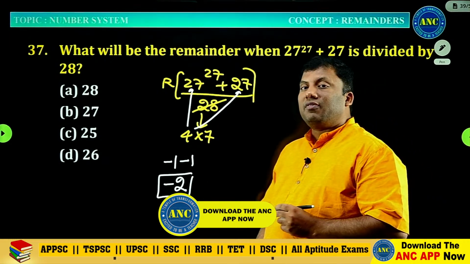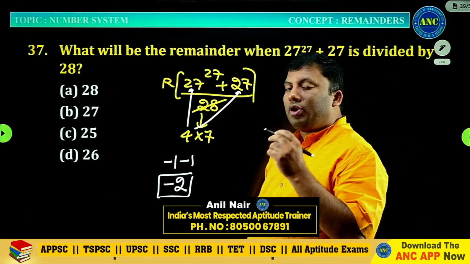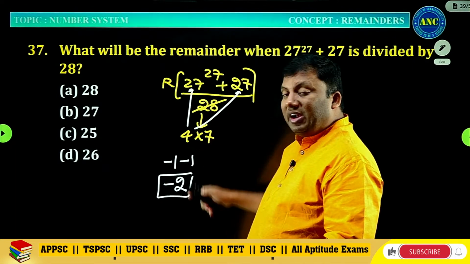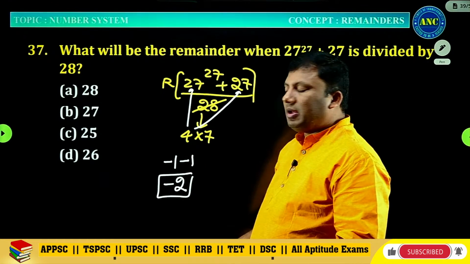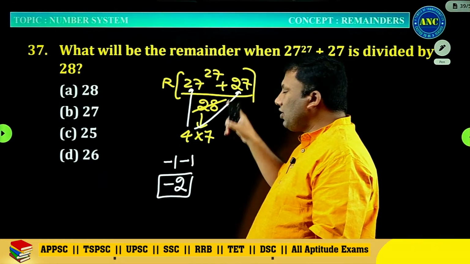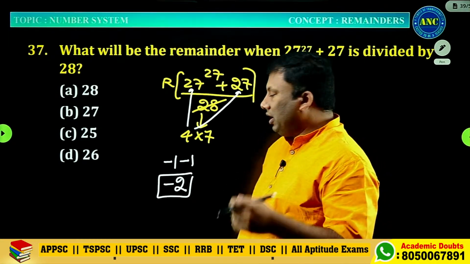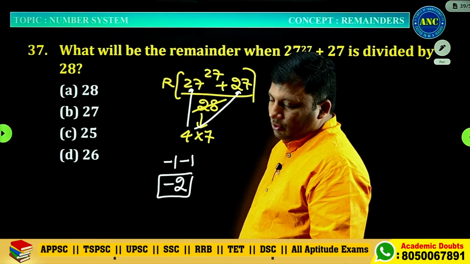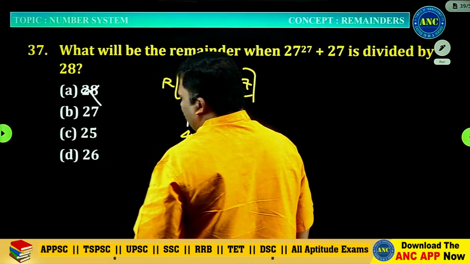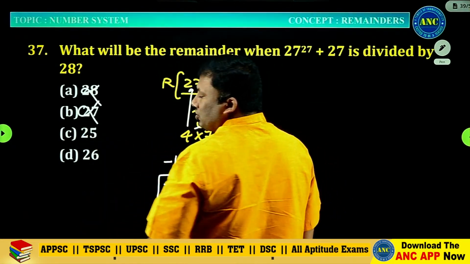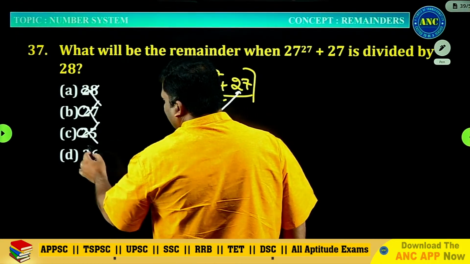If there is more than one answer option, then I will go to 7. 28 is 4 into 7. 4 sevens are 28. Negative remainder minus 1, minus 1 power odd number is minus 1. It is minus 2, negative remainder minus 2, so positive remainder plus 2. Answer when divided by 4 should give remainder minus 2. 4 sixes are 24 plus 1.